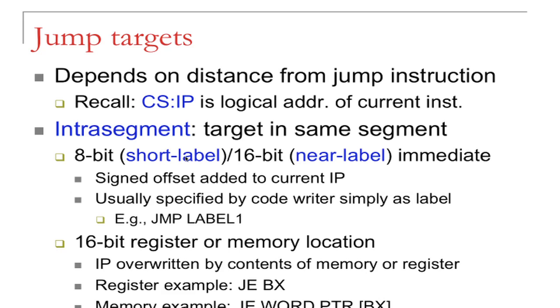You can also retrieve the target address from a memory location, like in this example, we do JE word ptr [BX]. So that is to say, at memory location DS colon BX, we have a word, and that word is the target address. So the JE instruction will go to that memory location, fetch that word, and use that word as the IP, as the instruction pointer.